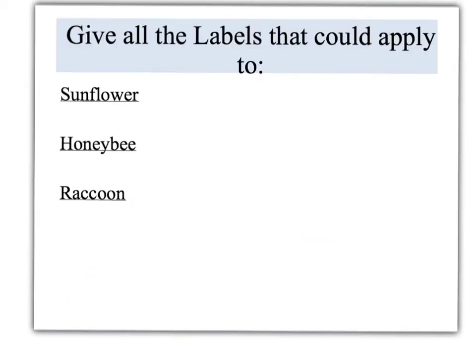So let's take a sunflower. Think about what are all the names we could apply to a sunflower. So pause the slide for a minute and see if you can think of all the different vocab words we could apply to a sunflower. All right, a sunflower could be a producer, and it could also be considered an autotroph. Next, I want you to think about a honeybee. What are all the things it could be considered? Again, pause the slide, think about it, and then come back.